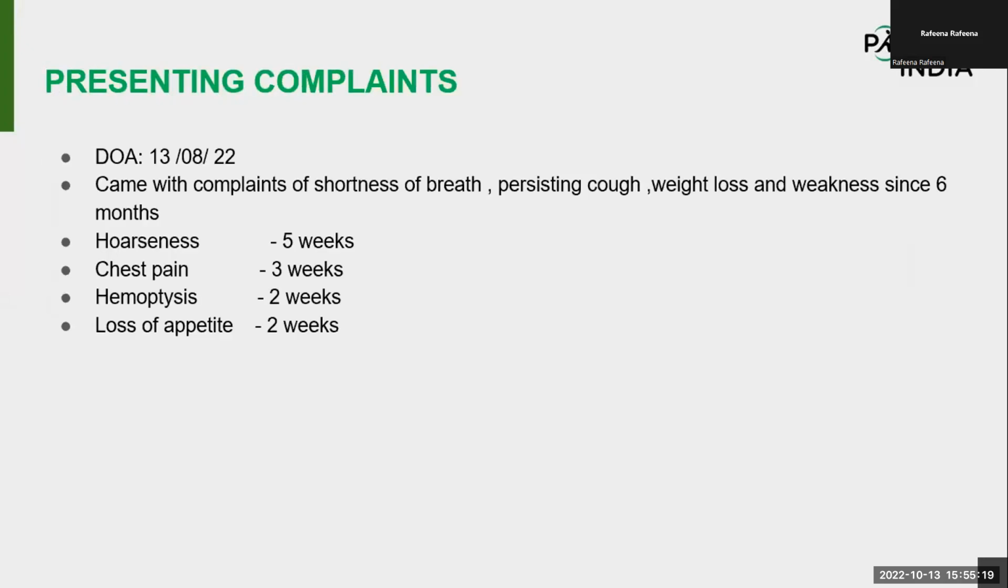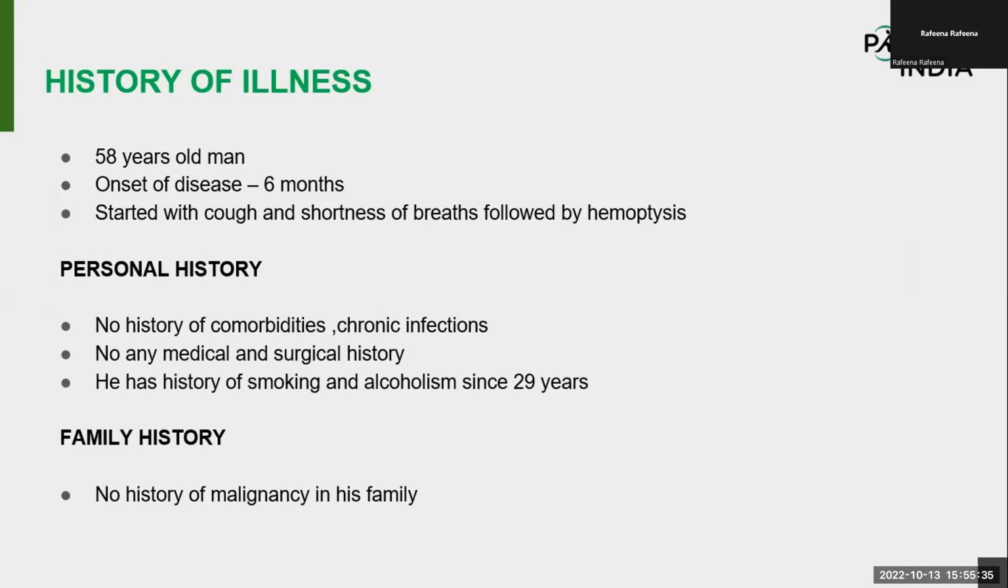Presenting complaint, date of admission 13th August 2022, came with complaint of shortness of breath, persisting cough, weight loss, and weakness since 6 months, hoarseness 5 weeks, chest pain 3 weeks, hemoptysis 2 weeks, and loss of appetite 2 weeks. History of illness, 58 years old man, onset of disease 6 months, started with cough and shortness of breath followed by hemoptysis. Personal history, no history of comorbidities, chronic infection, no medical and surgical history. He has history of smoking and alcoholism since 29 years. Family history, no history of malignancy in his family.